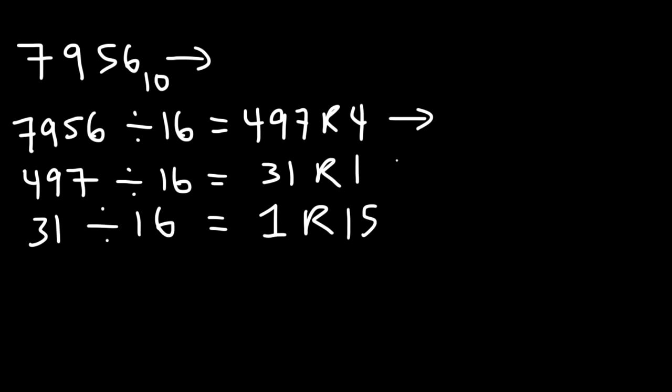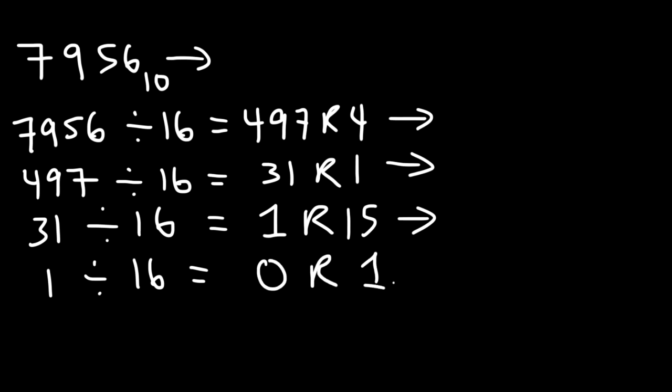So now let's convert these into hexadecimal values. So 15 corresponds to F, and then, actually no, we're not finished yet. This needs to be a 0. So now we need to divide 1 by 16. 1 divided by 16 is 0 with a remainder of 1. So now we're finished. So don't forget that because I almost did.